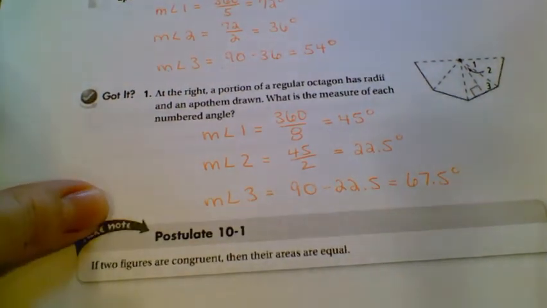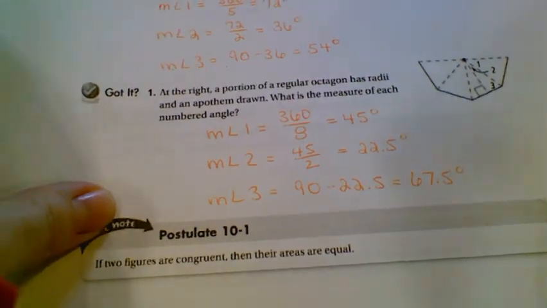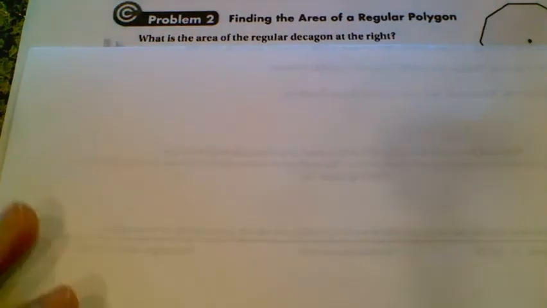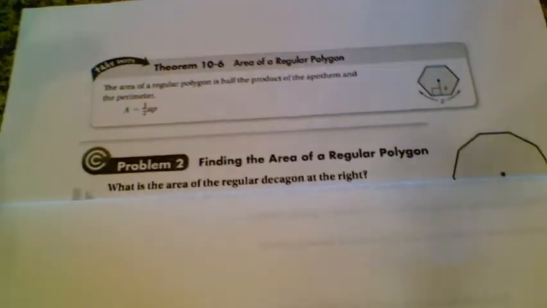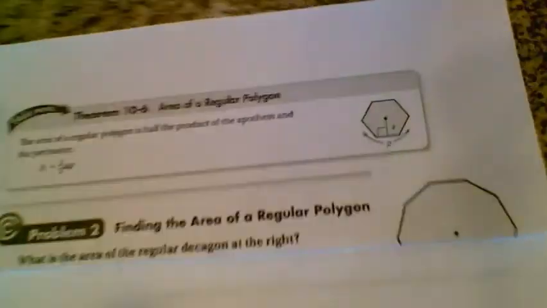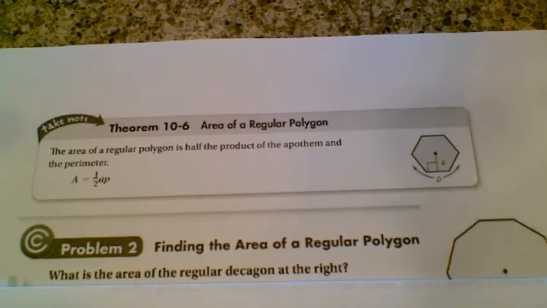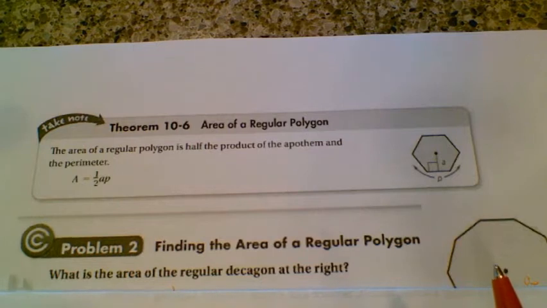Okay, the last note that it put on there was that if two figures are congruent, then it should make sense that their areas are equal. That's really not mind-blowing. But the next theorem at the top of the next page is our formula for how we're going to find the area of a regular polygon. That formula says that I need to do 1/2 times the length of my apothem times the perimeter of my polygon. So there's a couple of things that you have to have. You have to have the perimeter and you have to have the length of the apothem.